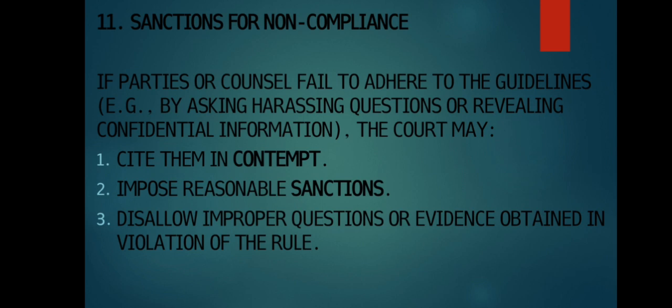The judge can formally reprimand or penalize the offender for disrespecting or disobeying court orders. Number 2, reasonable sanctions. The court may impose fines, limit participation, or issue other penalties deemed fair. Number 3, exclusion of evidence. Any question, testimony, or evidence obtained through improper conduct can be rejected or disallowed. In essence, these rules reinforce that all participants must act with professionalism and respect for confidentiality, and violations can lead to serious legal consequences.